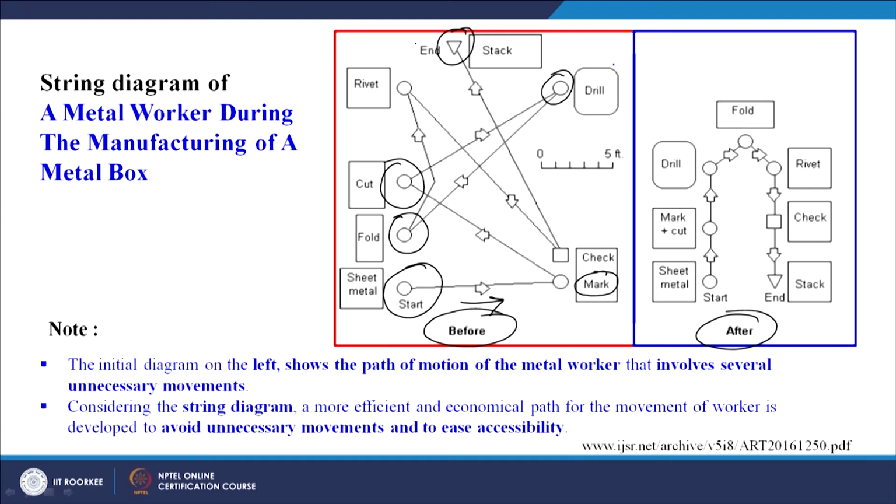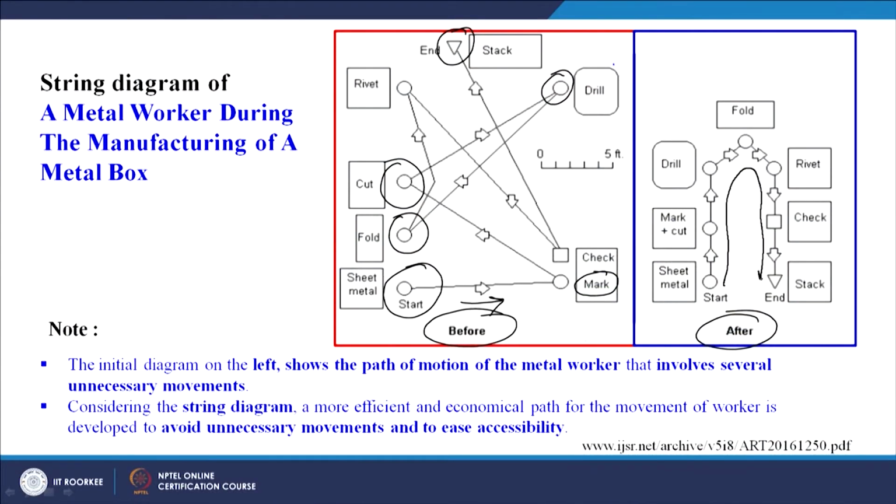So, this is the movement, and very easily if you focus on this slide, you can very easily using common sense see, if we measure the length of this thread or the movement of the worker, the length will be quite large as compared to the length of this string that we are measuring. So, this is depicting a movement of the worker. So, what is this chart for? It is a metal worker during the manufacturing of a metal box. It is depicting the movement of a worker.